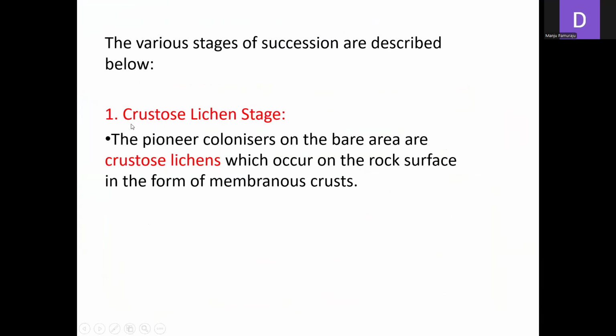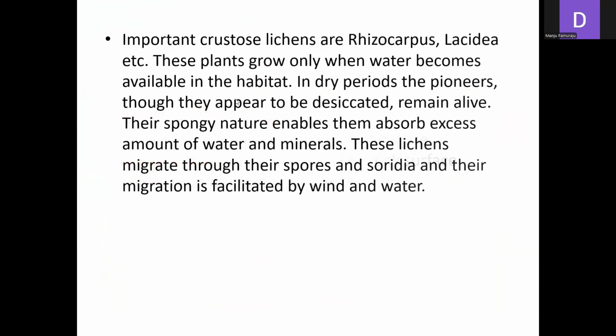So here the first stage is the crustose lichen stage. The pioneer colonizers on the bare area are the crustose lichens, which occur on the rock surface in the form of a membranous crust. Important crustose lichens are Rhizocarpon, Lecidea, etc. These plants grow only when water becomes available in the habitat.